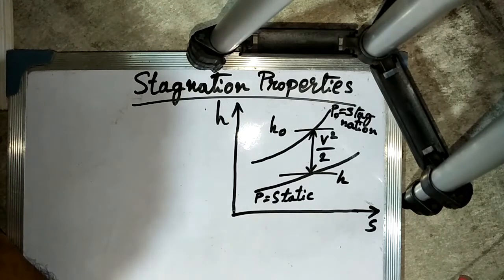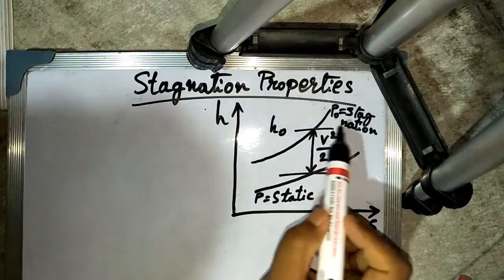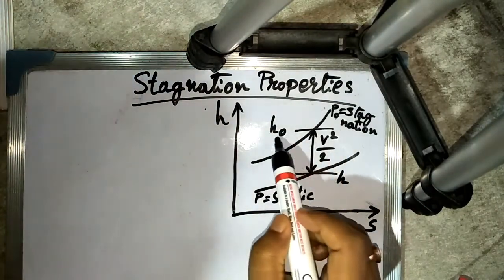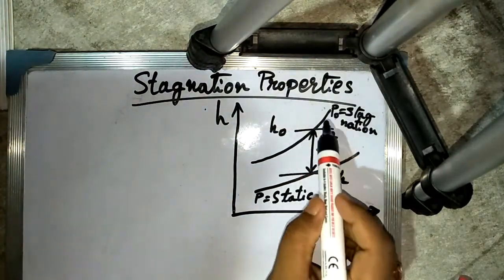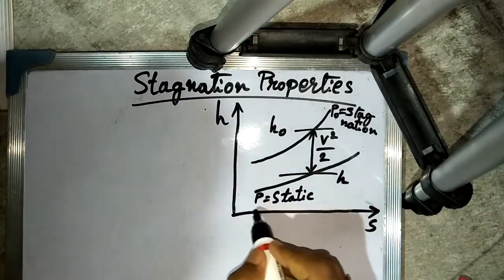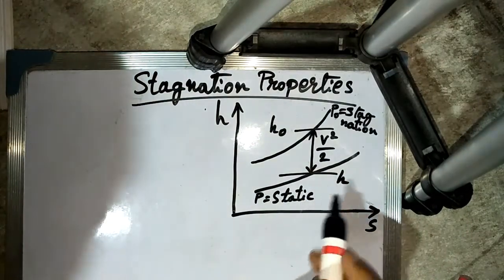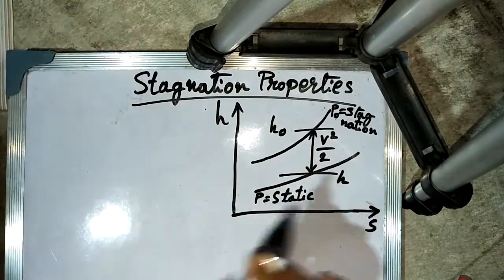Okay, so this is a reference state in compressible fluid flow and is commonly designated with subscript 0, as shown here, that is P0 and H0. H0 is the stagnation enthalpy and P0 is the stagnation pressure. This P is the static pressure and this one is the enthalpy at that point.